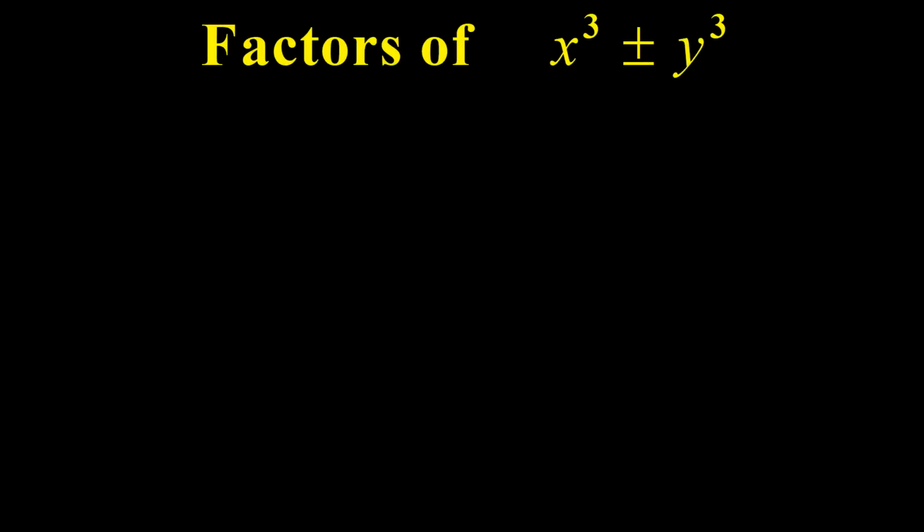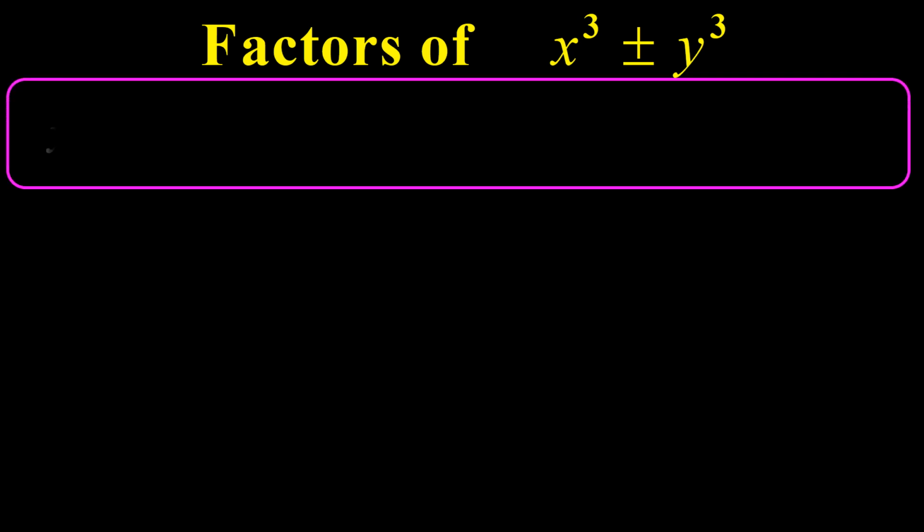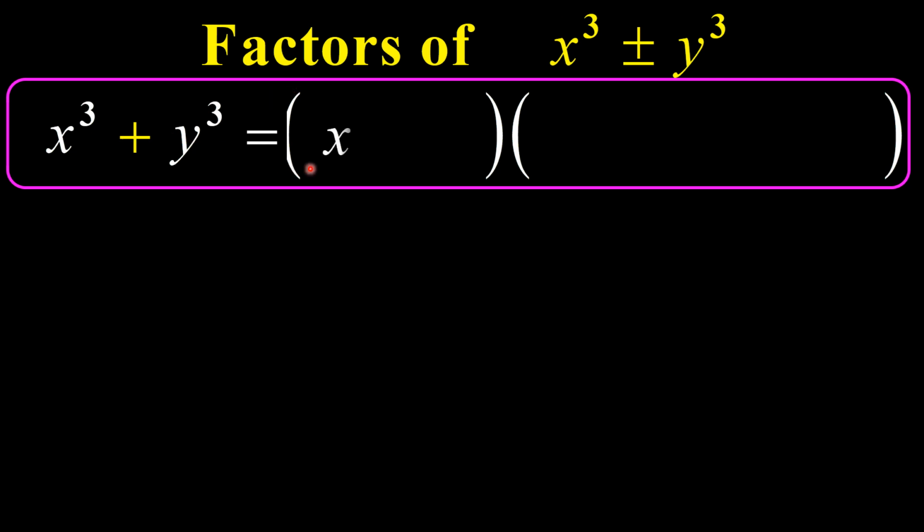Let's briefly make sure we understand how to factorize the sum of cubes or the difference of cubes. Let's take the sum of cubes. I've got x cubed plus y cubed. It consists of a linear factor and a quadratic factor. Right? So x cubed plus y cubed becomes x plus y.